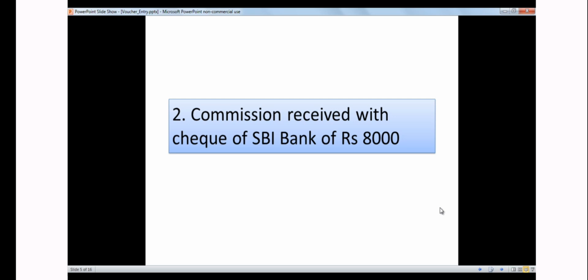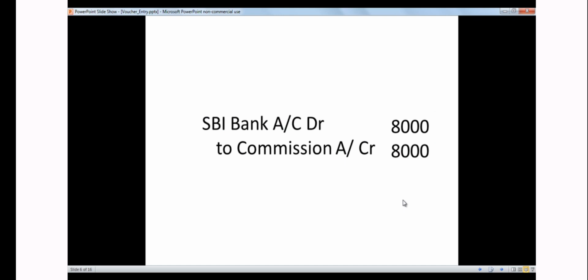The next statement is commission received with cheque of SBI Bank of rupees 8,000. It is very easy to understand because we have received something. From the company's point of view, they have received a commission in the form of a cheque. Of course, it's not on credit. They have realized it in the form of bank. So the entry is going to be SBI bank account debit to commission, and of course it's a receipt voucher. So the shortcut is F6.